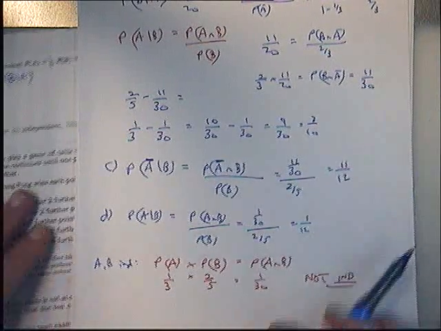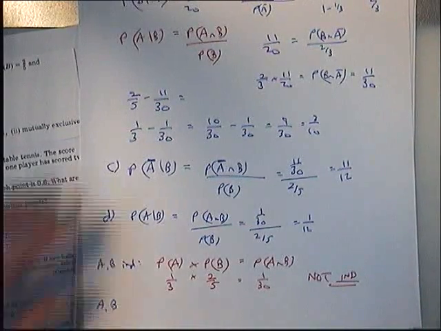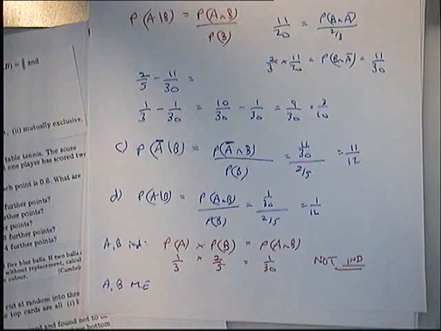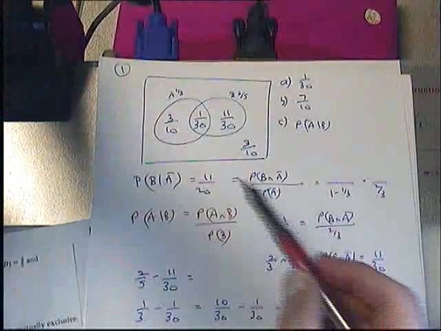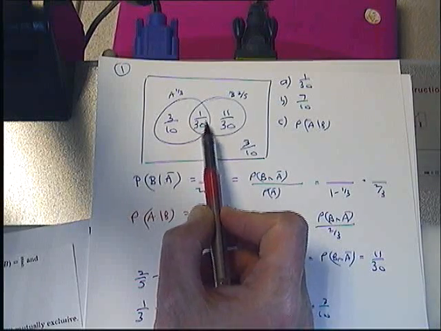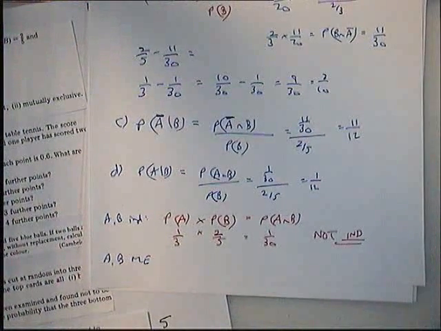The final one, part 2, was asking, are they mutually exclusive? What did mutually exclusive mean? The circles don't cross over. Mutually exclusive means they cannot happen at the same time. So either you have to draw them where they don't cross, or this bit here would have to be 0 for them to be mutually exclusive. And that is not 0 there, so they are not mutually exclusive.